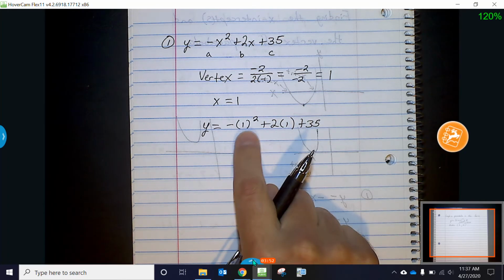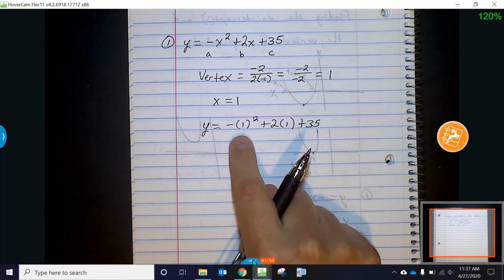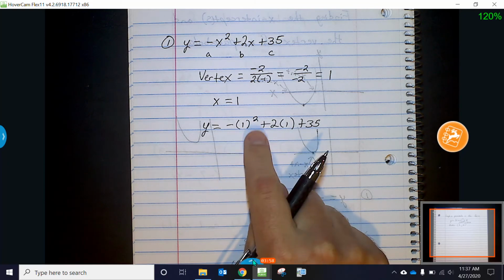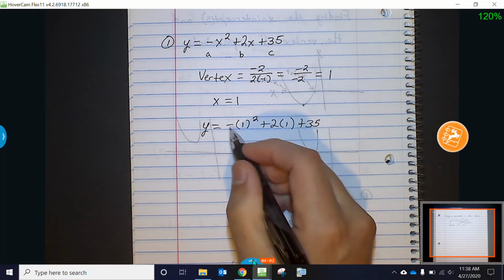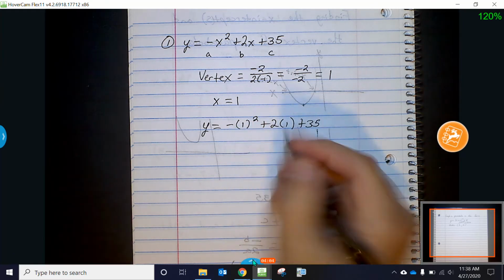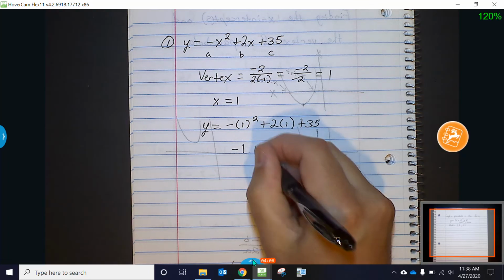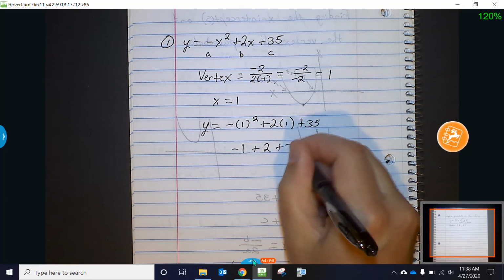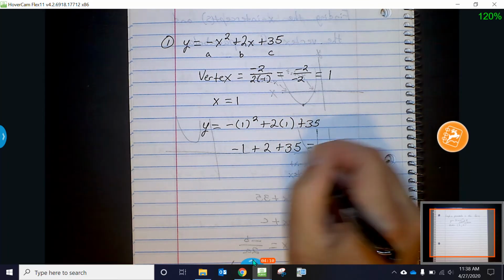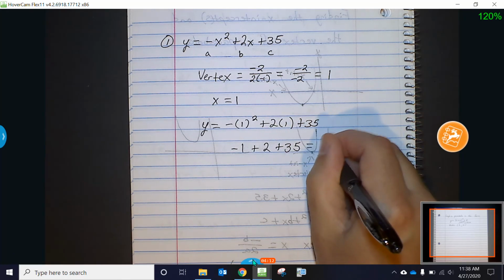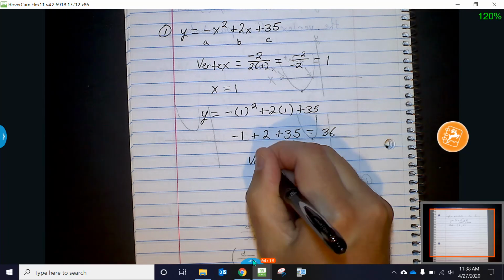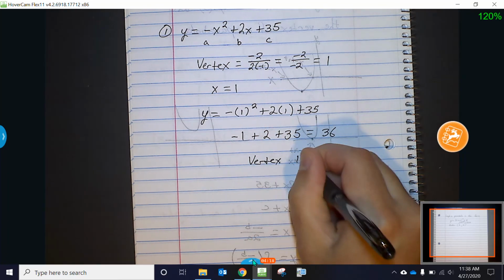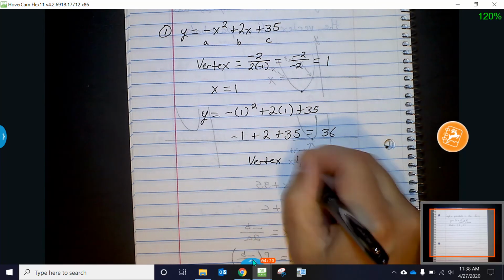Okay, be careful with this calculation here. Write it as you see it. You could do -1 squared without parentheses, but don't put the negative in the parentheses. So 1 squared is 1, -1 times 1 is -1, plus 2, plus 35. You can use your calculator for this. So 37 minus 1 is 36. So our vertex is 1, 36.